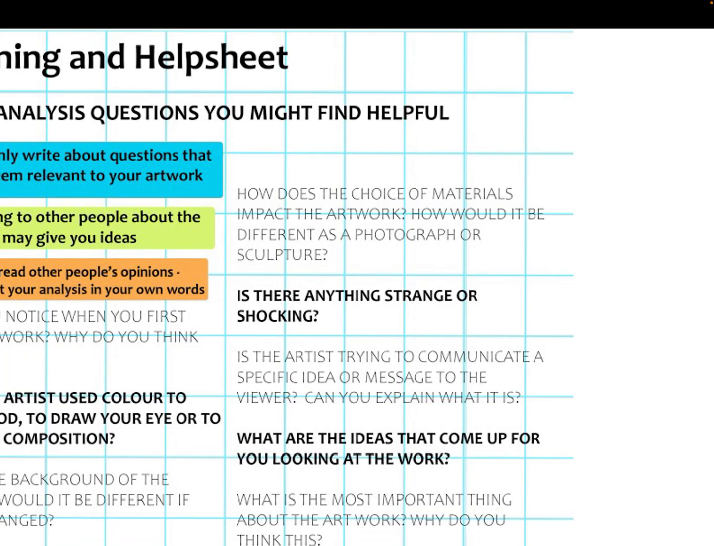Is the artist trying to communicate a specific idea or message to the viewer? Can you explain what it is? So, for instance, if you're looking at a particular theme in fine art, it may well be that the artist is trying to give you an idea of a particular thought that they have. Maybe it's about homelessness, or maybe it's about oppression. If it's a graphic design, it's a poster.